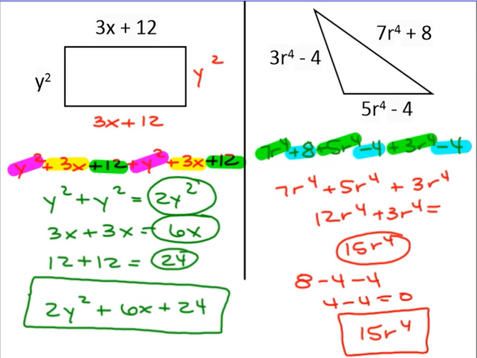For the next one, again, you might have taken it in a different order, and that's okay. But when you combine your like terms, you should have gotten 15r to the 4th power, and then with the whole numbers, you should have gotten 0. And so your answer should have just been 15r to the 4th power.